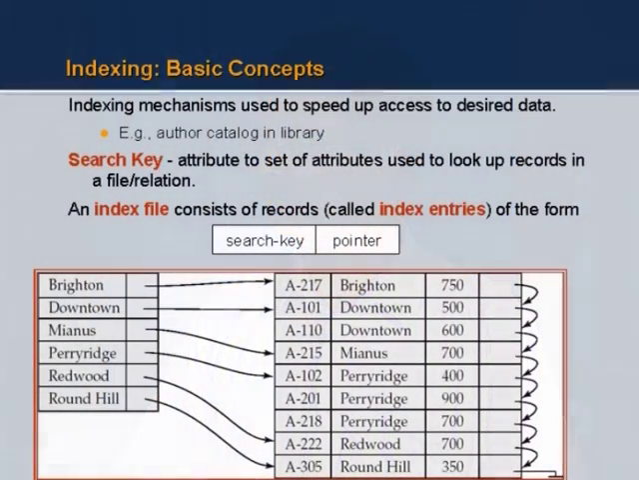Internally, this is what happens. The file is sequential, then there's an index separately here, which refers to this. Now, this index should be much smaller than the size of the file for it to be useful. So the index at the back of a book is a few pages for a book with hundreds of pages.